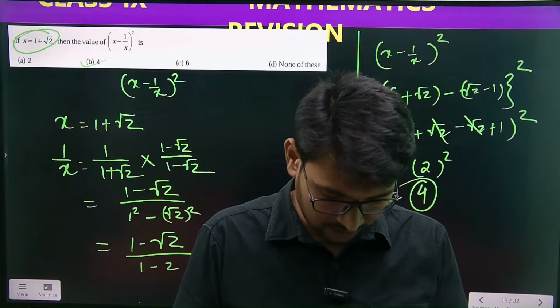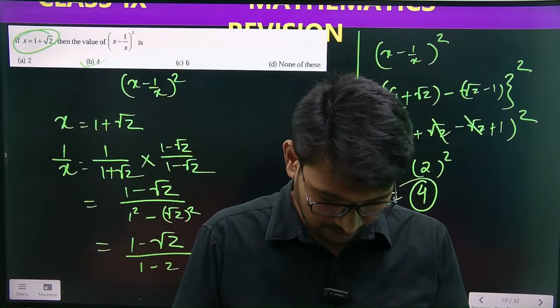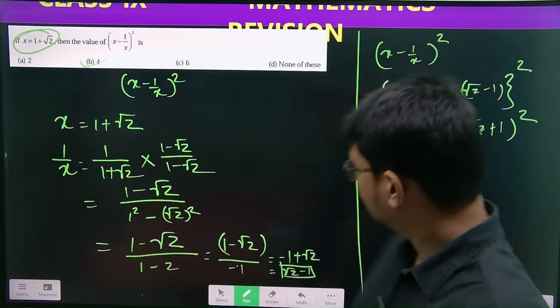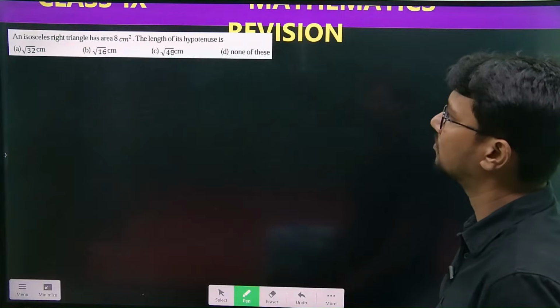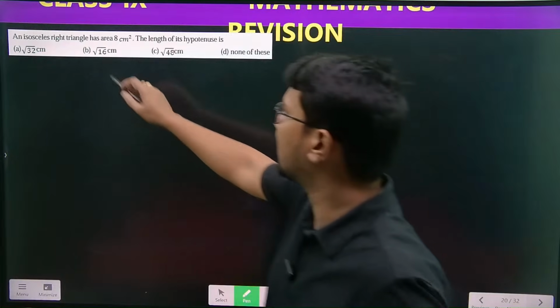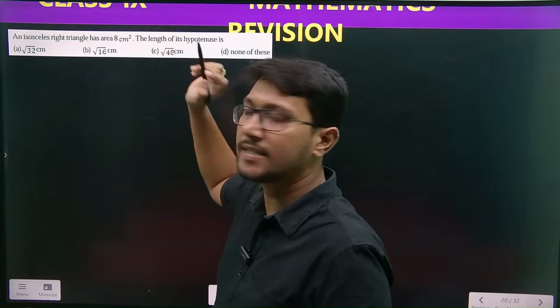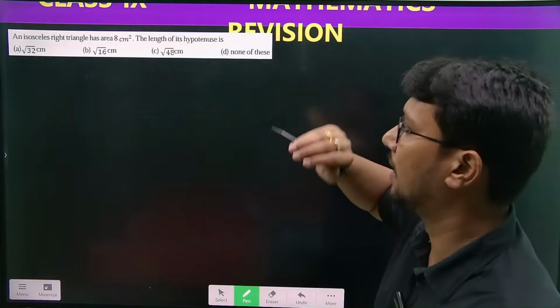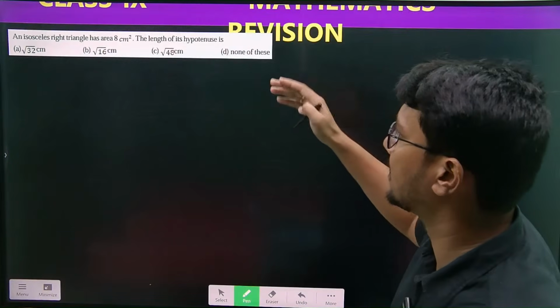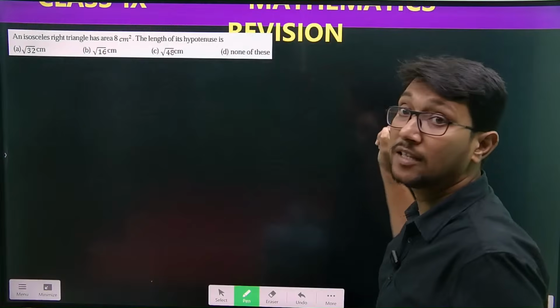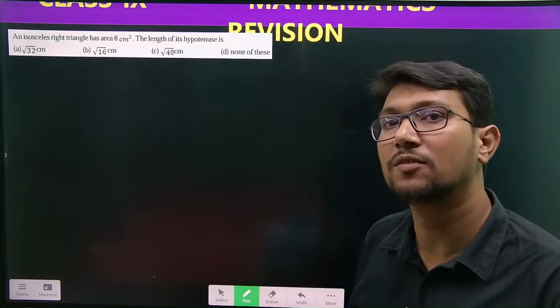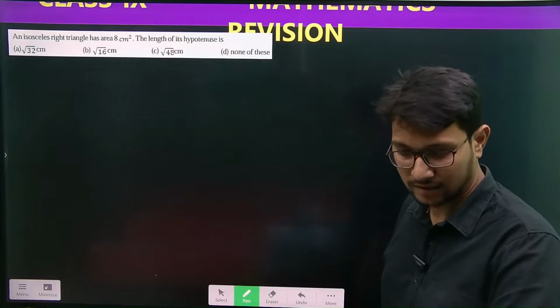Moving to next question. Are you ready? ठीक, चलो चलो. Next question is here बच्चों. An isosceles right triangle has area 8 centimeter square. The length of its hypotenuse क्या है? An isosceles right triangle has an area this much. The length of its hypotenuse. Question पूछ रहा है. Find करो. ठीक है? चलो find it.